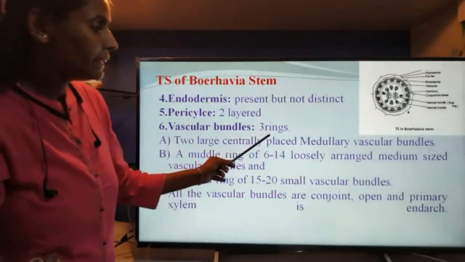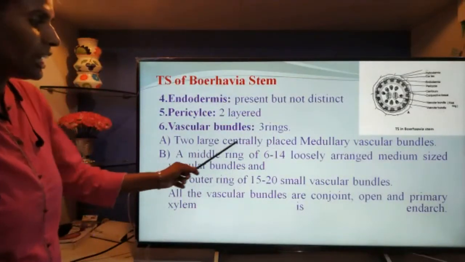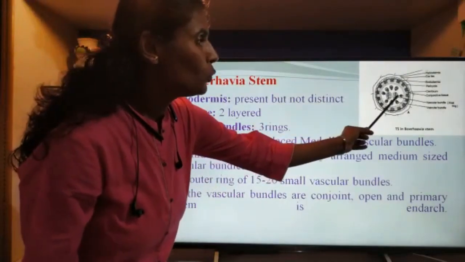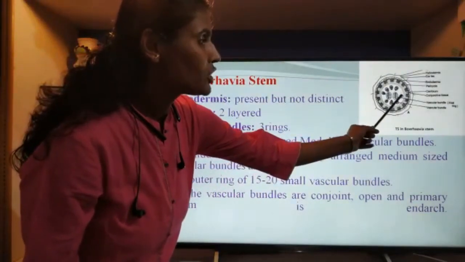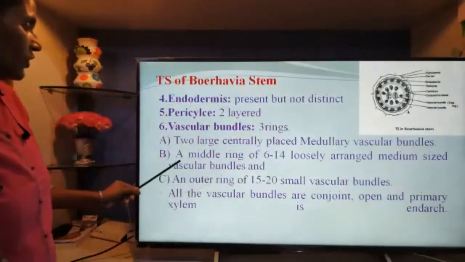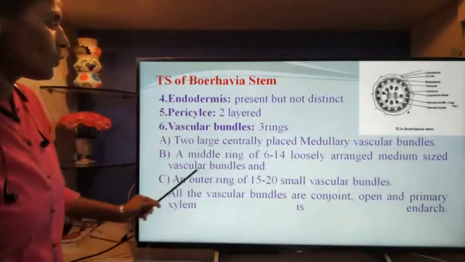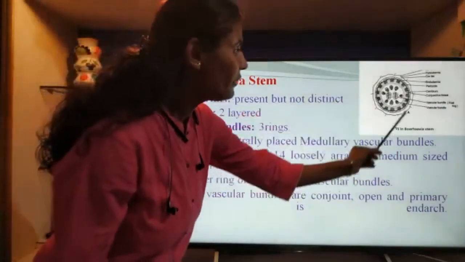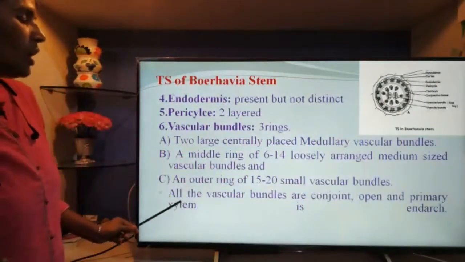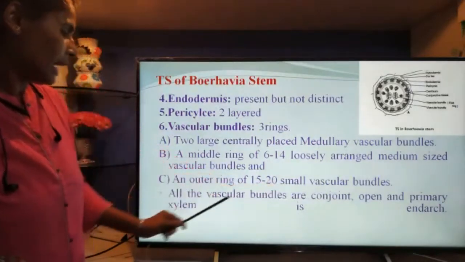It contains 3 rings of vascular bundles. The 2 large centrally placed medullary vascular bundles we can see in this diagram. There are 2 large vascular bundles which are facing each other, followed by the second ring, a middle ring of 6 to 14 loosely arranged medium-sized vascular bundles, and the outer ring consists of 15 to 20 small vascular bundles, where all the vascular bundles are conjoined, open and endarch in nature.